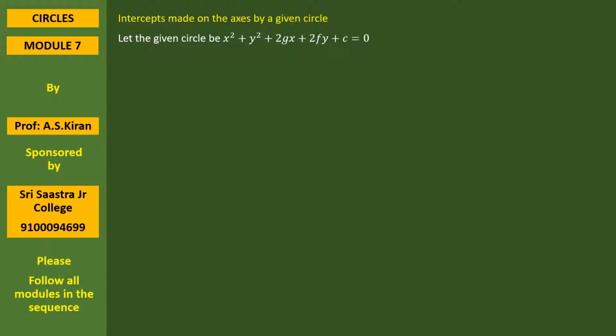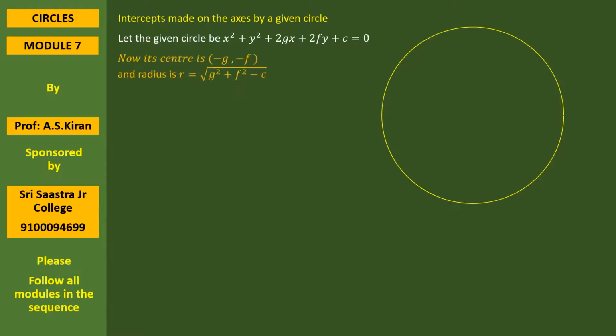Before going to the topic, we already know some information. For this circle, x square plus y square plus 2gx plus 2fy plus c is equal to 0, the center is minus g comma minus f, and the radius is root of g square plus f square minus c. In the diagram also, there is a circle given to you. Its center is minus g comma minus f, and its radius is root of g square plus f square minus c.